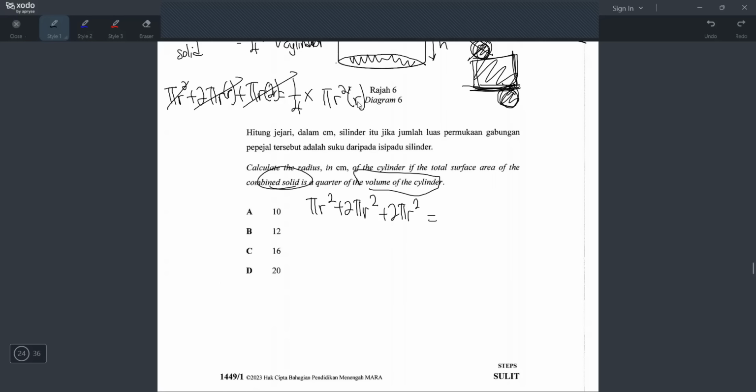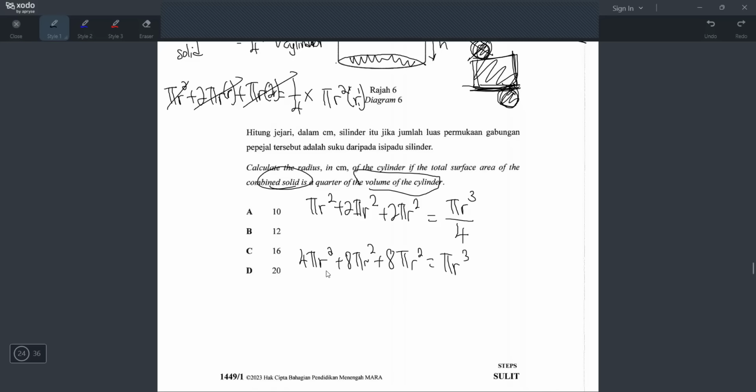When you take r square times r, you will get pi r power 3. Because when you multiply two numbers with the same base, the powers need to add. This one is r power 1, so 2 plus 1 is 3. And then times 1/4 is just over 4, right? But now you should get rid of the fraction, so everything times 4. So you will end up getting 4 pi r square plus 8 pi r square plus 8 pi r square equals pi r power 3.